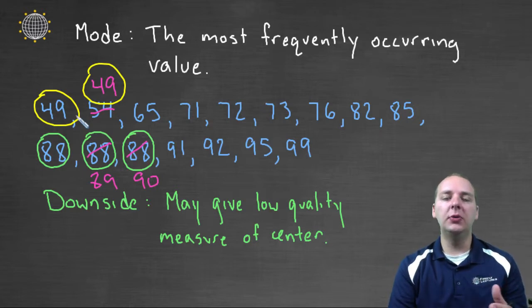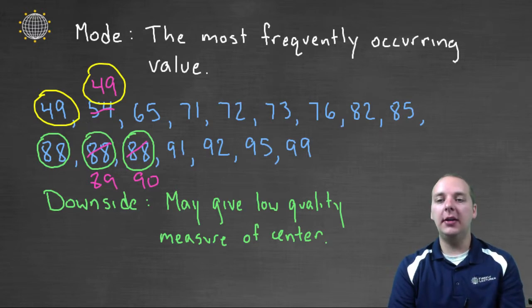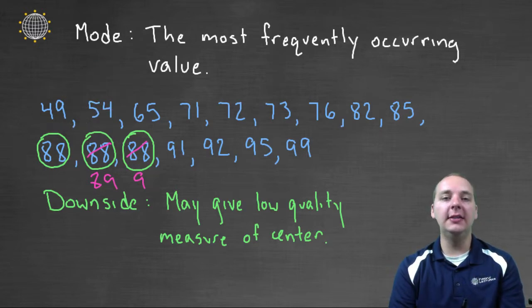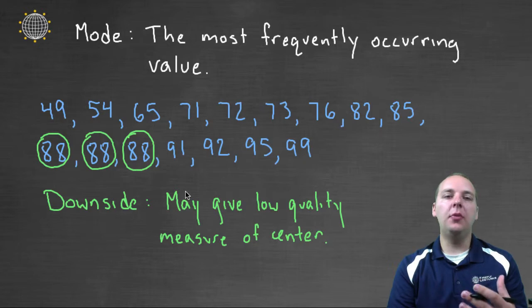So the mode is one of the least reliable measures of center. The upside to the mode is that it's very quick and easy to find. So that's always a good thing. And on some level we understand why the mode might sound like a decent measure of center.